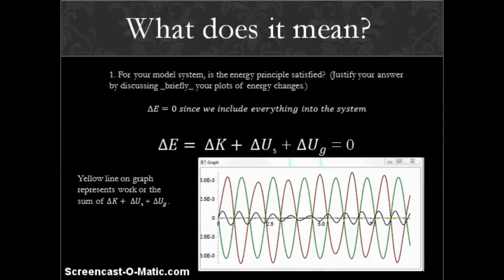So for the first "what does it mean" question, the energy principle is definitely satisfied, and that was because we included everything in our system, the mass, the spring, and the Earth. So delta E was supposed to be 0, and when we plotted these three, it did turn out to be 0, which was represented by the yellow line. So yes, it was satisfied.